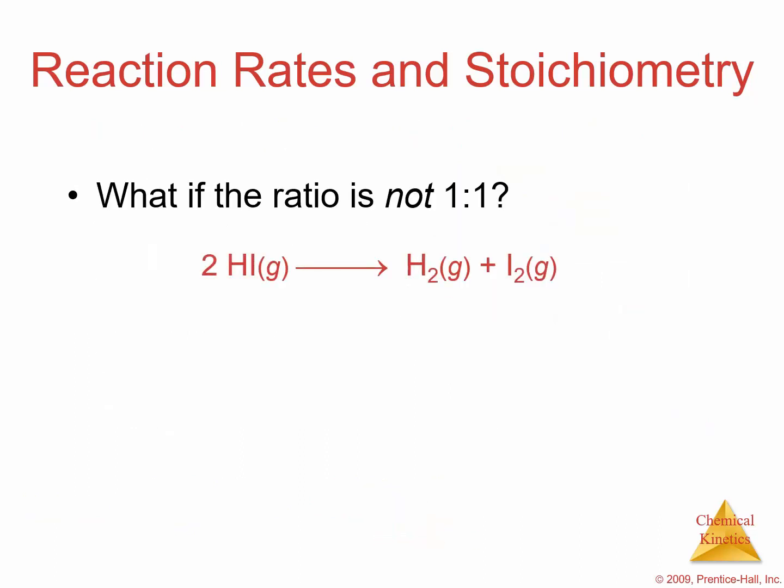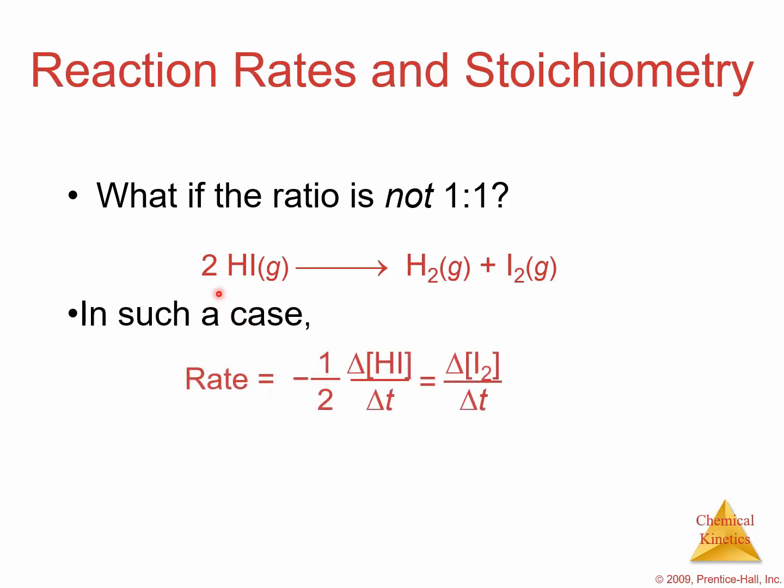Now a question: what if the ratio is not 1:1, like in this example, 2HI to produce H2 gas plus I2 gas? We can write in such a case the rate equals minus 1 divided by the coefficient, then the change in concentration of HI by the change in time, and equals, here the coefficient is 1, the change in concentration of I2 divided by the change in time.